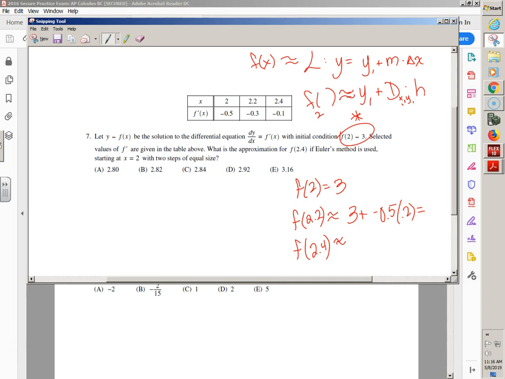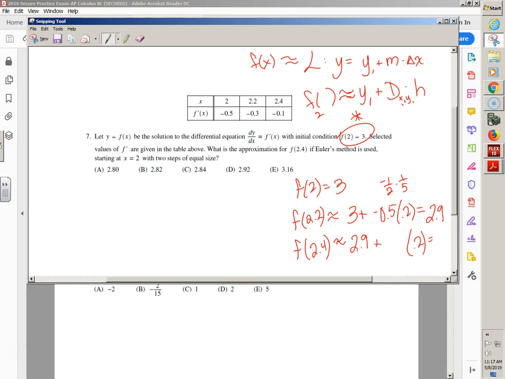Times 0.2. Which in my mind, it's just so much easier to do fractions. Because then I have negative 1/10, which would be 2.9. Does that make sense? Because this is a non-calculator, which is a beast, unless, I don't know, I just think better in fractions. But now I have to do the exact same thing. So steal that 2.9. Steal that h, it's the exact same.